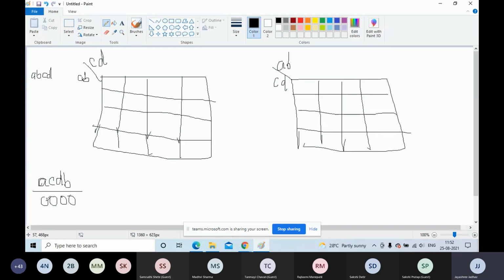Okay, or let's take some values: 0, 1, 0, 1. But whenever you are putting these values here, the value gets changed. The value of A is 0, the value of B is 1, then the value of C is again 1 and the value of D is 0. So this is the binary number of 6 and this is the binary number of 5.